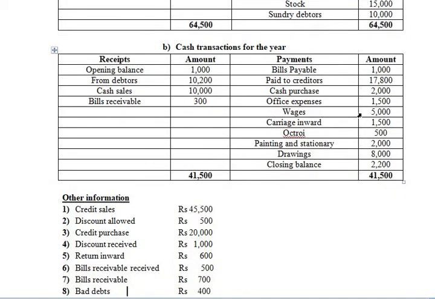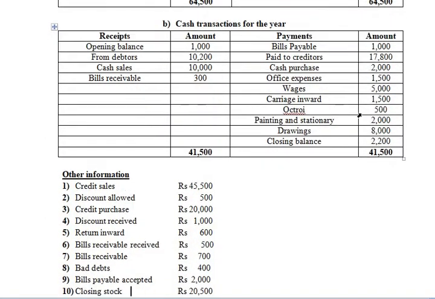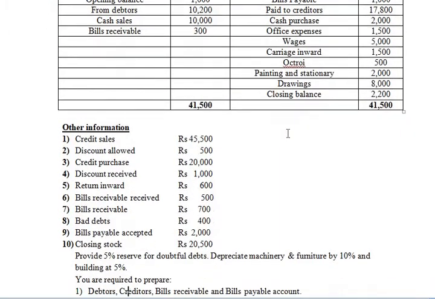64,500. And then you have the cash transactions for the year, wherein the opening balance of cash is given, that is 1000, debtors 10,200, cash sales, then bills receivable, bills payable, creditors, then cash purchase, office expenses, wages, carriage outward, octroi, painting and stationery, drawings and closing balance of cash.